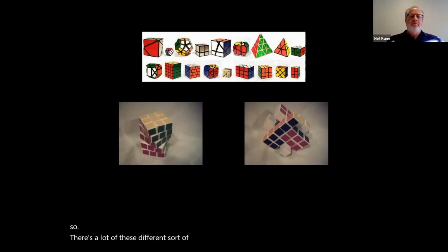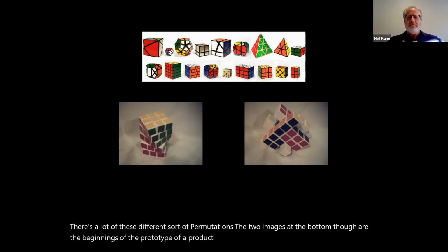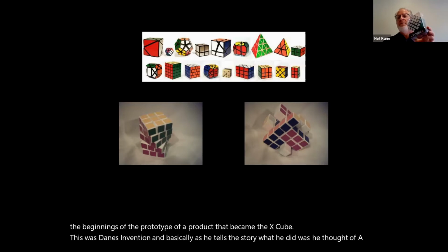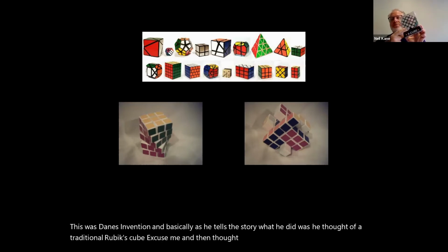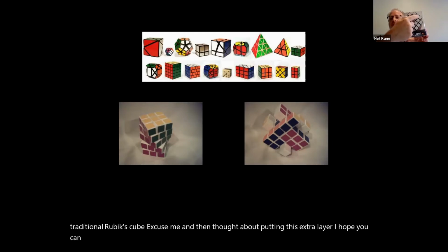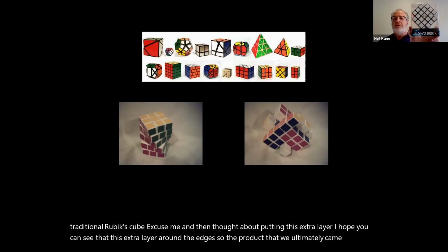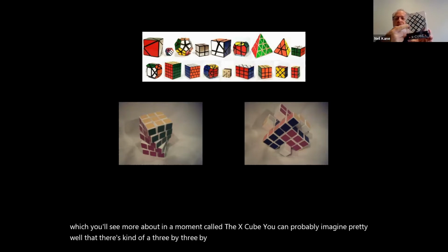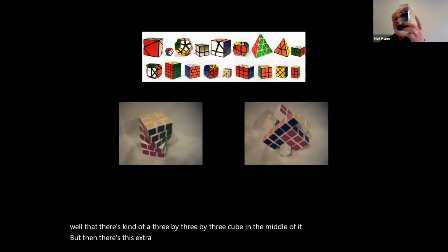The two images at the bottom, though, are the beginnings of the prototype of a product that became the X Cube. This was Dane's invention, and basically, as he tells the story, what he did was he thought of a traditional Rubik's Cube, and then thought about putting this extra layer around the edges. So the product that we ultimately came out with, called the X Cube, you can probably imagine pretty well that there's kind of a 3x3x3 cube in the middle of it, but then there's this extra layer around the outside.